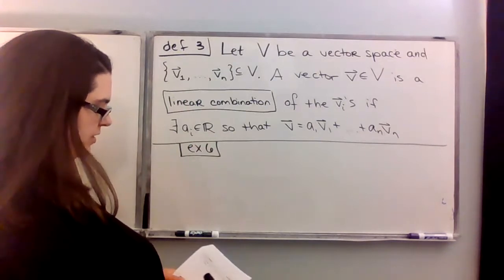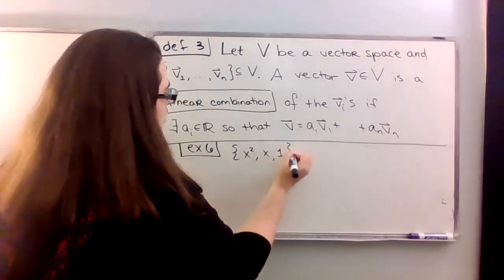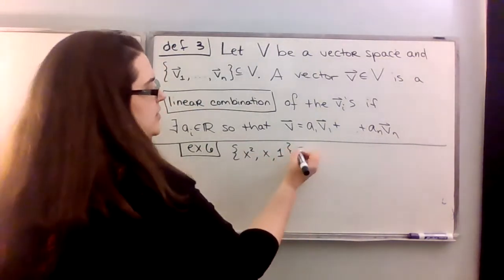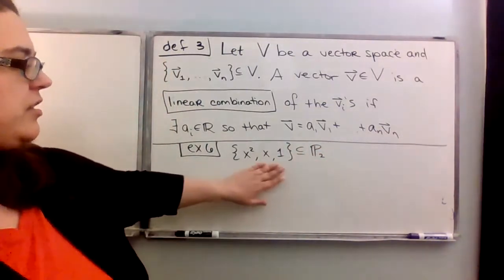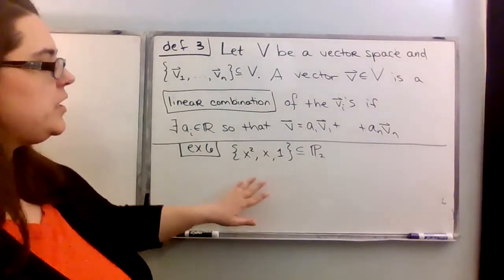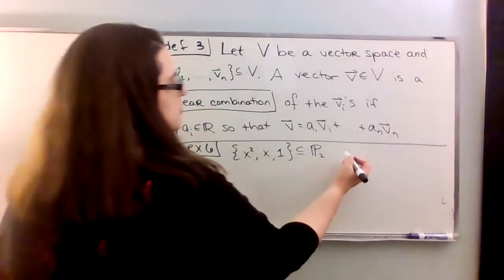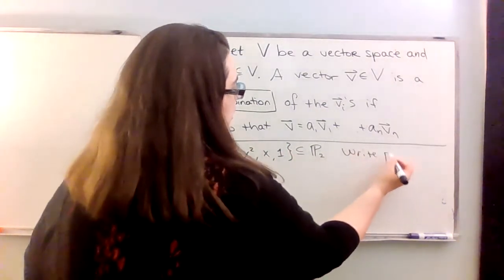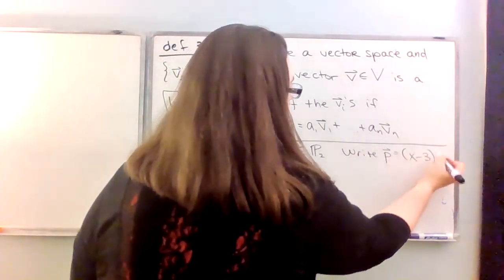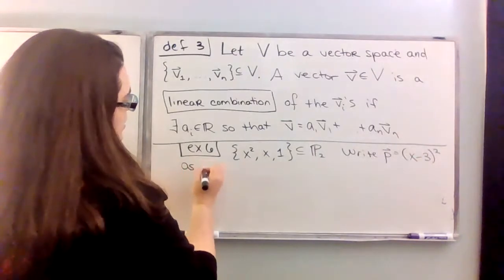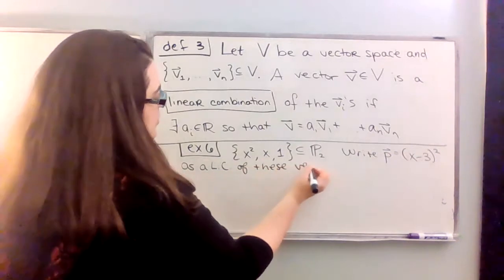I'm going to consider the set containing x squared, x, and 1. And this is a subset of P2. So each of these are degree 2 or less polynomials, so they are elements of P2. And let's write p equals the quantity x minus 3, squared, as a linear combination of these vectors.